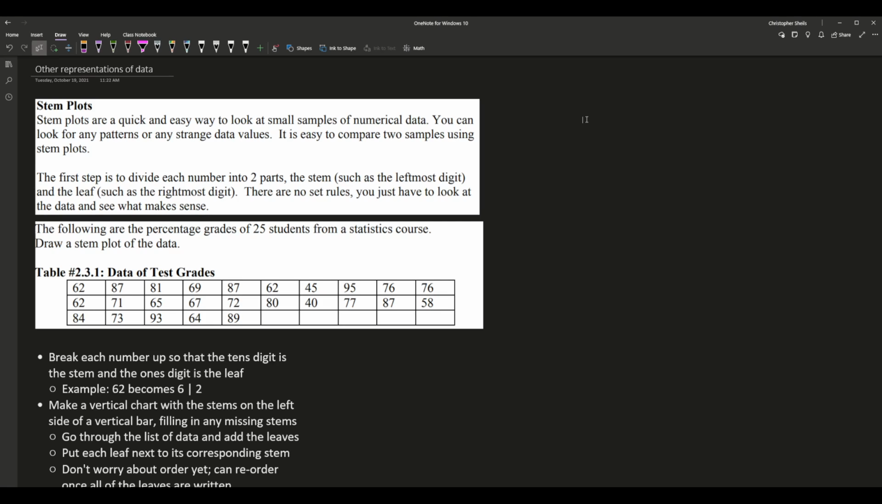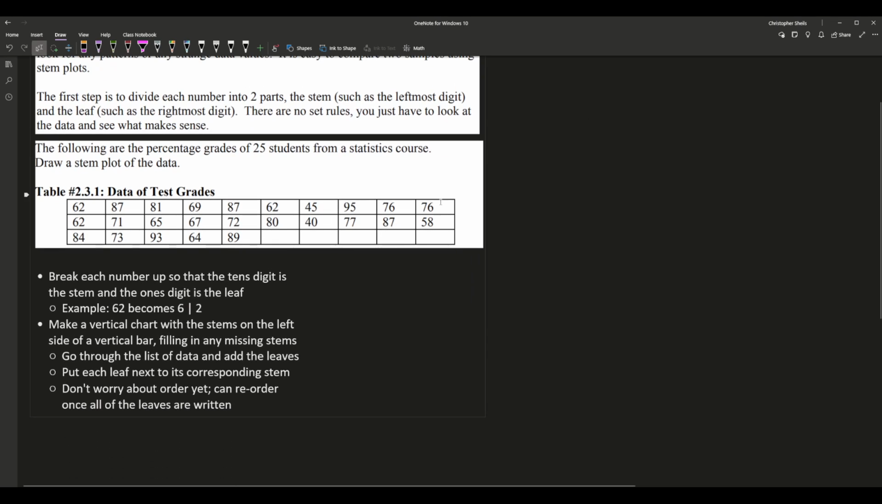Here we have the percentage grades of 25 students from a statistics course. And if we want to draw a stem plot of this data, let's go through this together. It says break each number up so the tens digit is the stem and the ones digit is the leaf. So 62 becomes 6, and then we have this vertical bar, and then a 2 on the right side of this vertical bar.